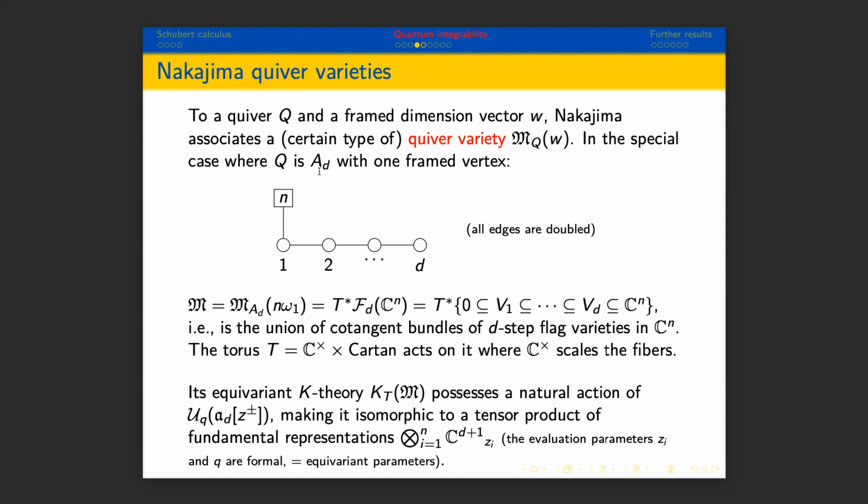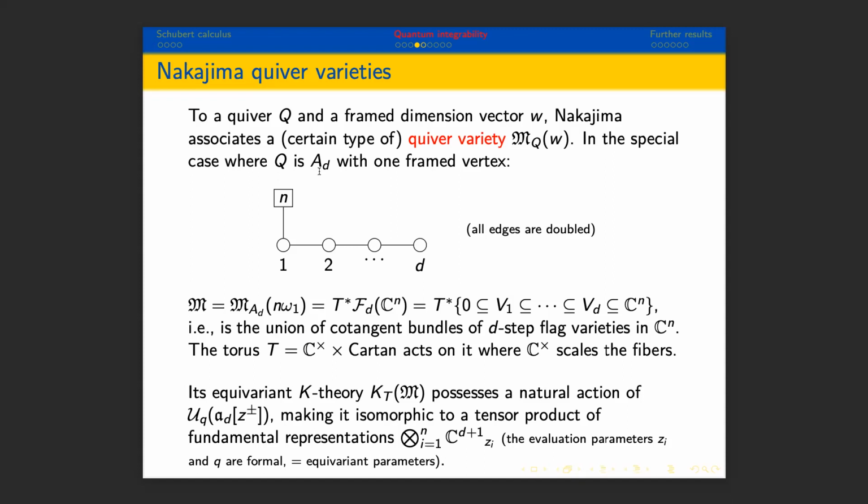a certain smooth, quasi-projective variety, which I denote M_Q of W. And for now, I only care about one case, which is the case where Q is the following quiver. So it's some oriented version of the A_D Dynkin diagram, if you like. It doesn't matter which.